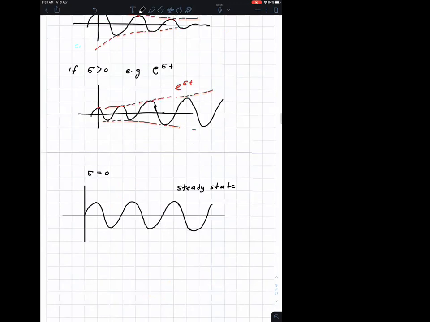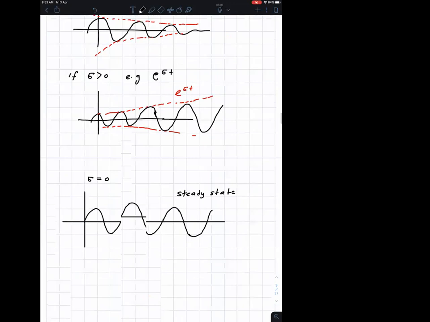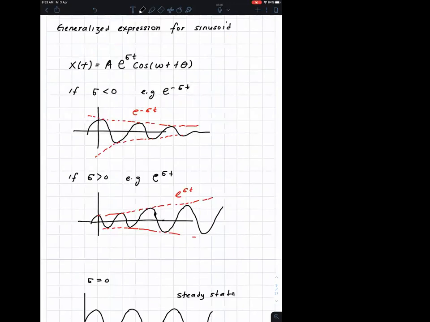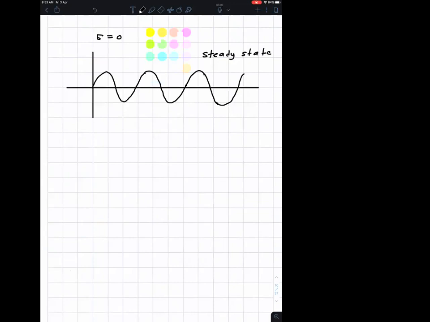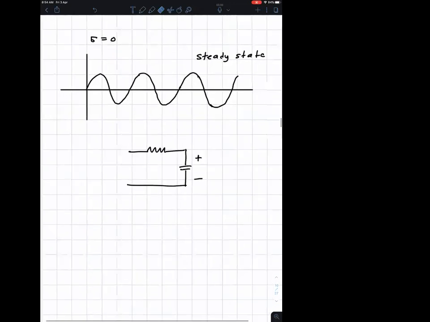Sigma is the damping factor. It's the real part. The sigma is included here to show you what happens to the signal. If you talk about a real electrical circuit system, like in electrical engineering, let's say you have a capacitor. If you derive the equation for the voltage across the capacitor, eventually you will see the voltage across the capacitor.